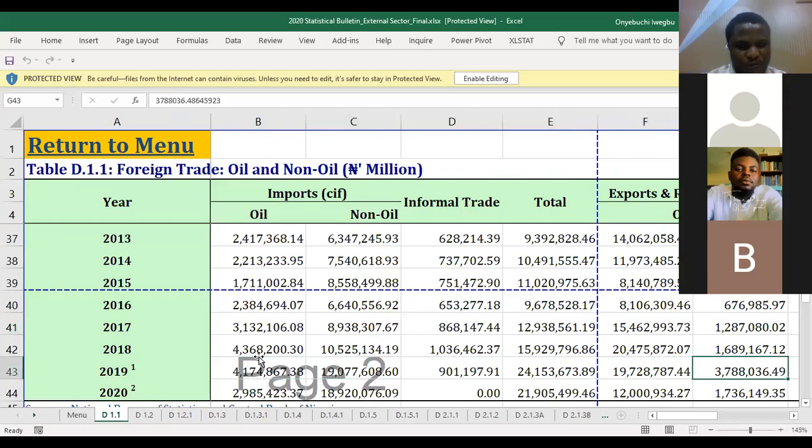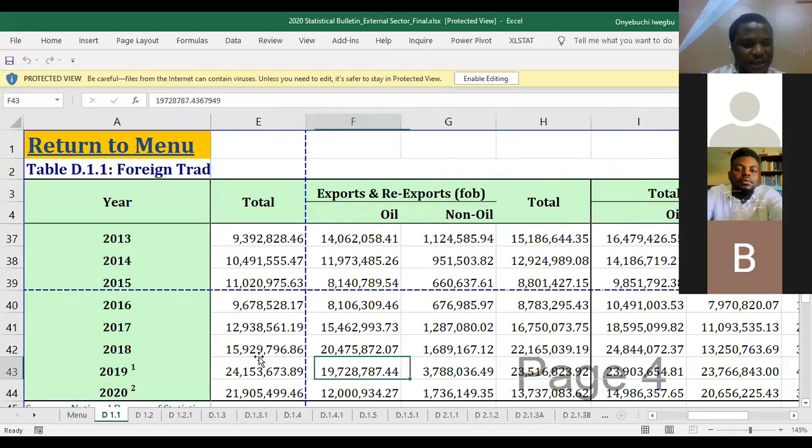Then let's look at export. You see that in export it is the reverse. In our import, the major share was non-oil and the minor was oil. But in our export, the major was oil and the minor was non-oil. That tells you our economy is dependent on primary products.